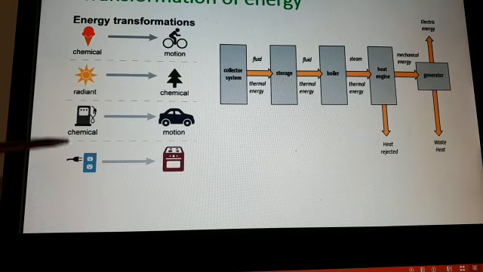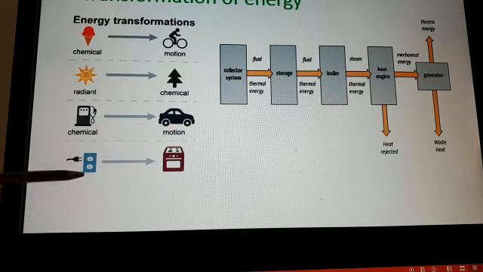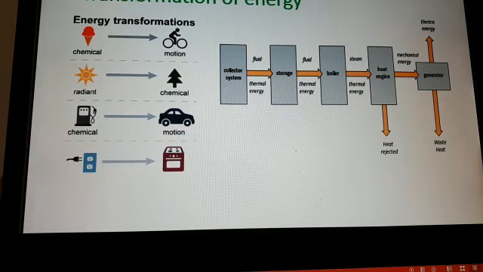Here chemical energy is transformed to kinetic energy, that motion. And here electrical energy is changed into thermal energy. This is the transformation of energy. Here it is showing, see how it is working.